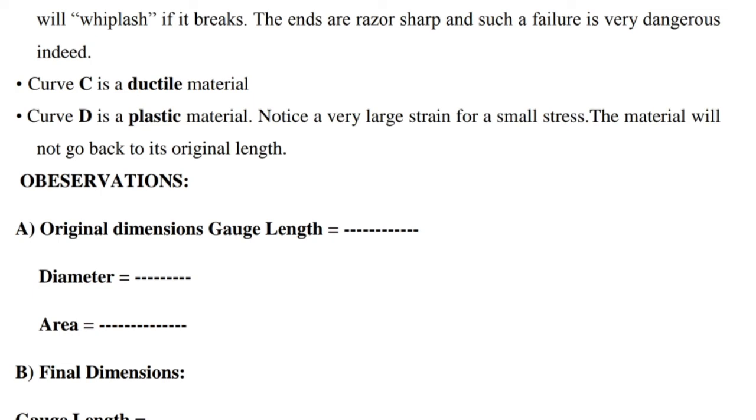Curve C is a ductile material. Curve D is a plastic material. Notice a very large strain for a small stress. The material will not go back to its original length.